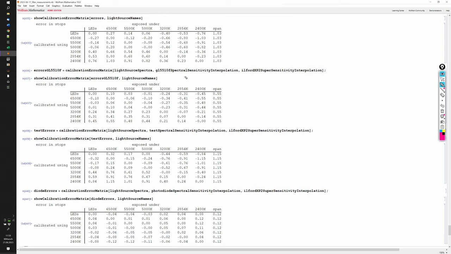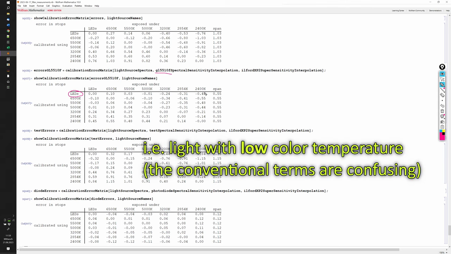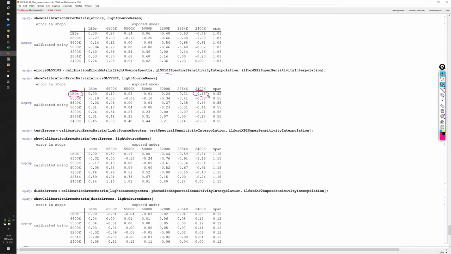I simulated the exposure error introduced by using the camera under a light source with a different spectrum than the one it was calibrated for. For example, if the GL5510F behaves as specified in its datasheet and we calibrate the camera using our LEDs, then it will work very well in daylight, but in very warm light we can expect exposure errors of an underexposure up to about half a stop.